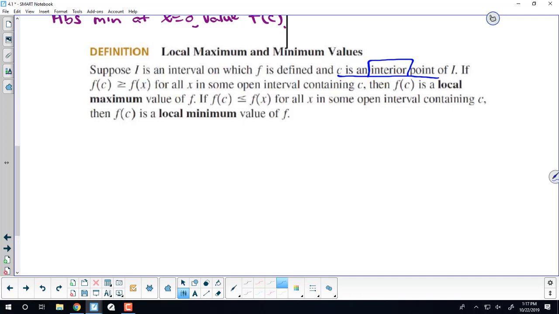So what does that mean to you if I said it's an interior point of that interval? It's in between the two endpoints, like the x value is in between them. The endpoints are not included in that interval is what it's saying. So c is inside, or c is not an endpoint.